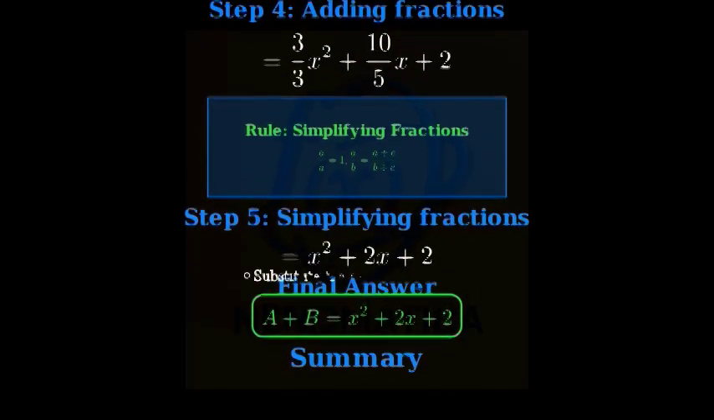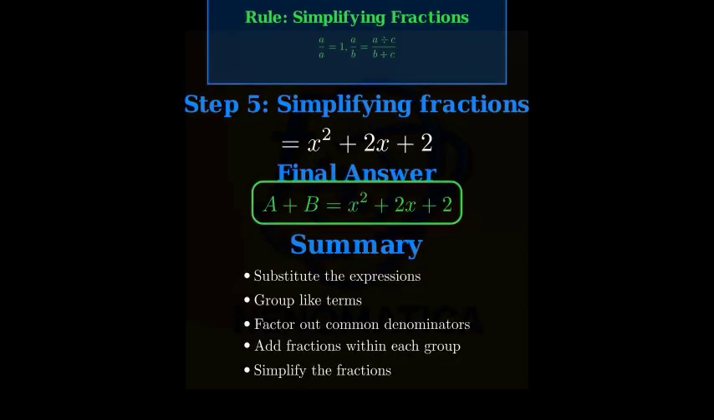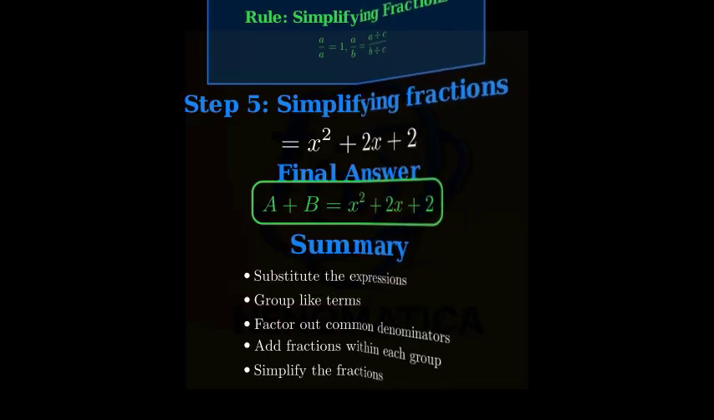Let's summarize what we've learned. To add polynomials, we: 1. Substitute the expressions. 2. Group like terms. 3. Factor out common denominators. 4. Add fractions within each group. 5. Simplify the fractions. This process works for adding any polynomials, regardless of their degree or complexity.